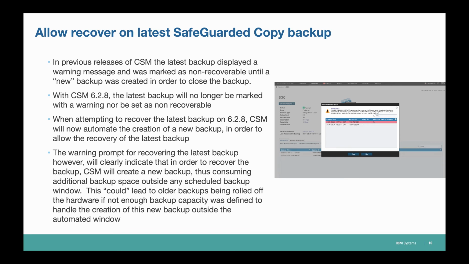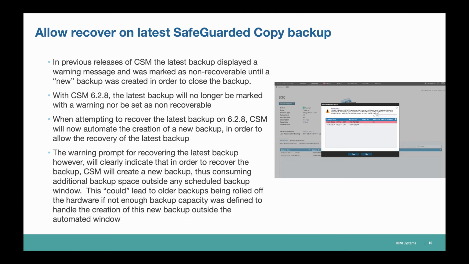All right, our next feature is where we allow recover on the latest safeguarded copy backup. So what is this? Well, the hardware doesn't allow you to recover the latest backup because it has to close that backup before it allows it to be recovered from. And so what CSM did in the past was we marked that backup as not recoverable. Had a little warning message that indicated that. It wasn't an error, but it was a warning message, and it said not recoverable. And when you brought up the recover dialog, it wouldn't let you choose that particular backup.